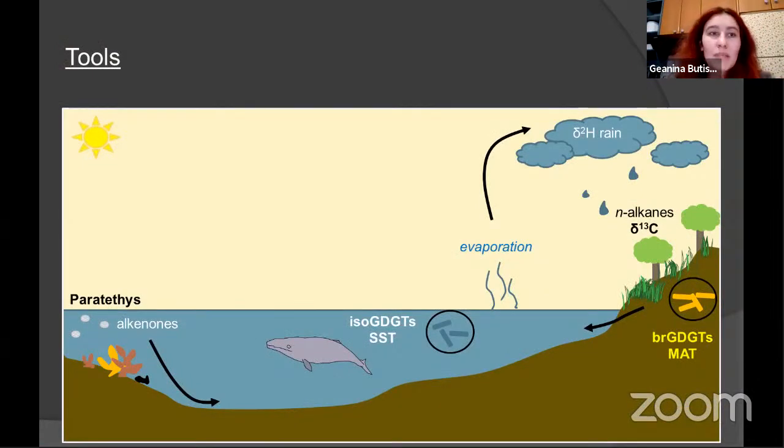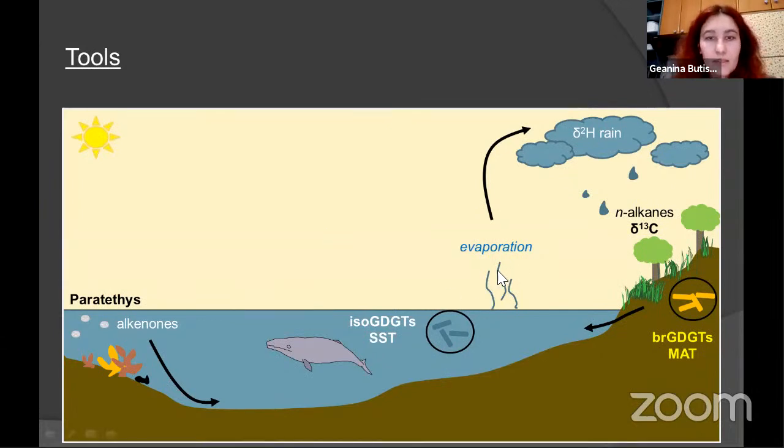Now further I will explain the tools that we are using to do all this climatic assessment. We used mostly biomarkers, molecular compounds, and further we analyzed the isotopes on these compounds, and additionally we did some charcoal.